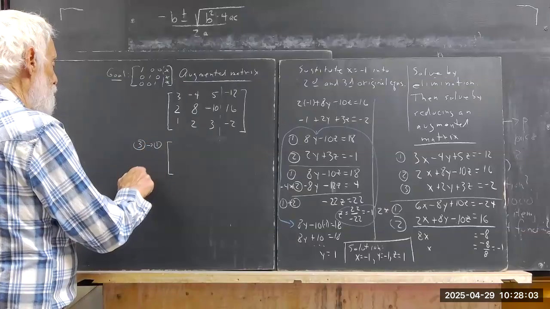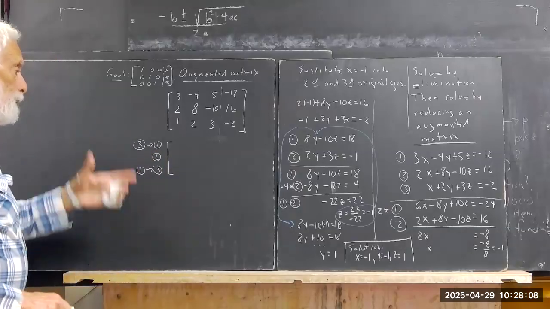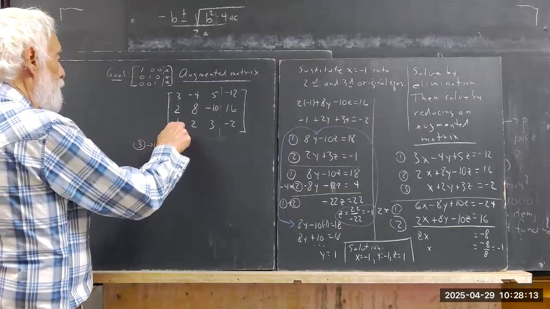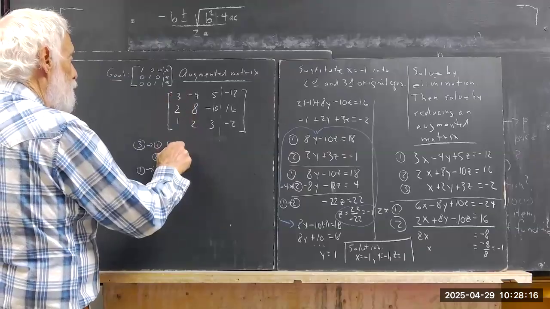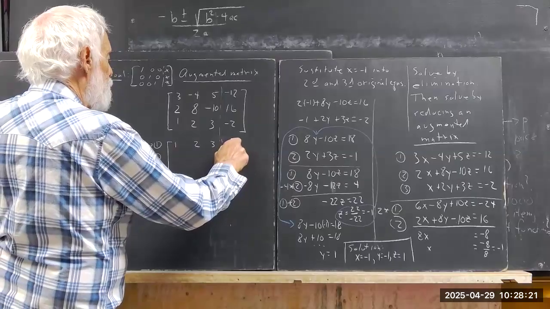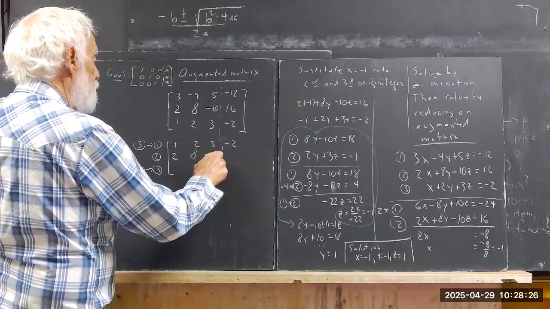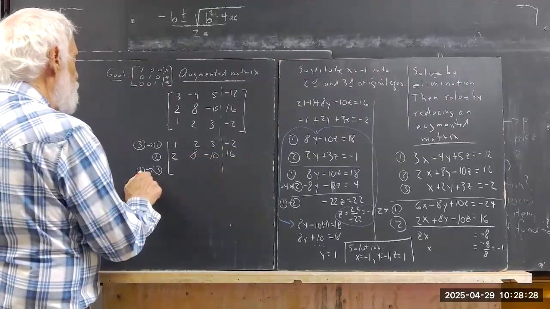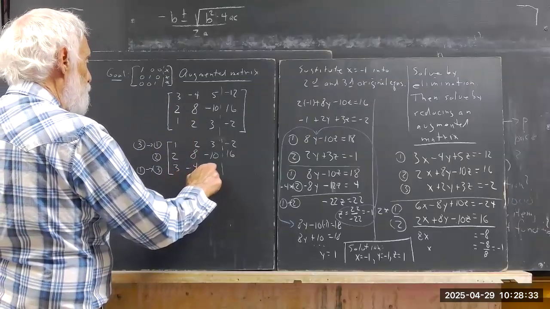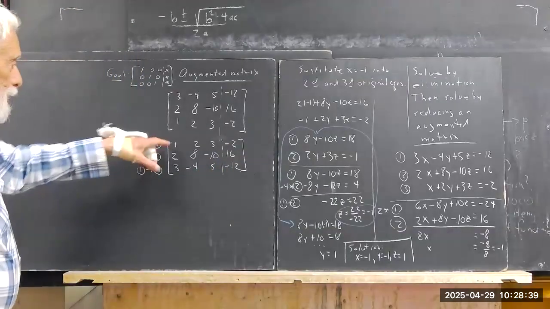Row 1 becomes row 3, and row 2 stays the way it is. So if row 3 becomes row 1, I get 1, 2, 3, negative 2. Row 2 stays the same. It's 2, 8, negative 10, 16. Row 1 becomes row 3, so row 1 comes down here. That's going to be 3, negative 4, 5, negative 12. So I got my 1.